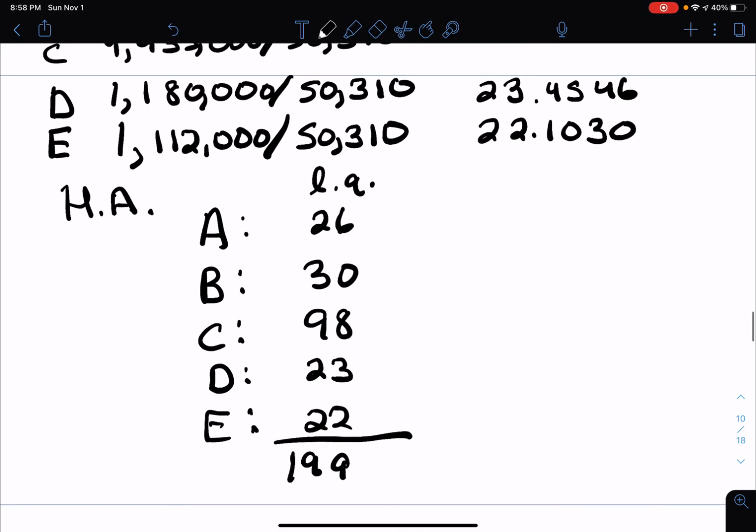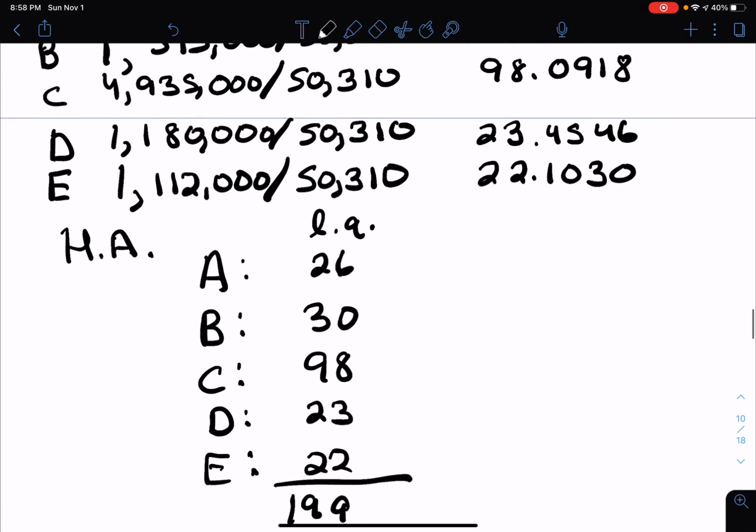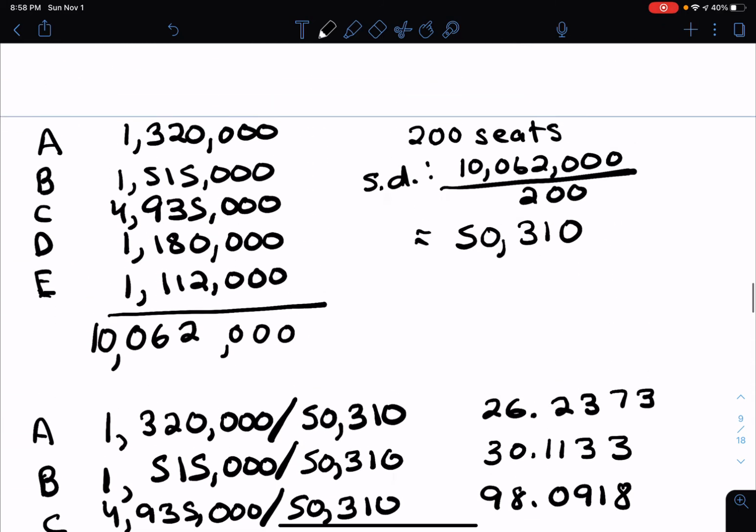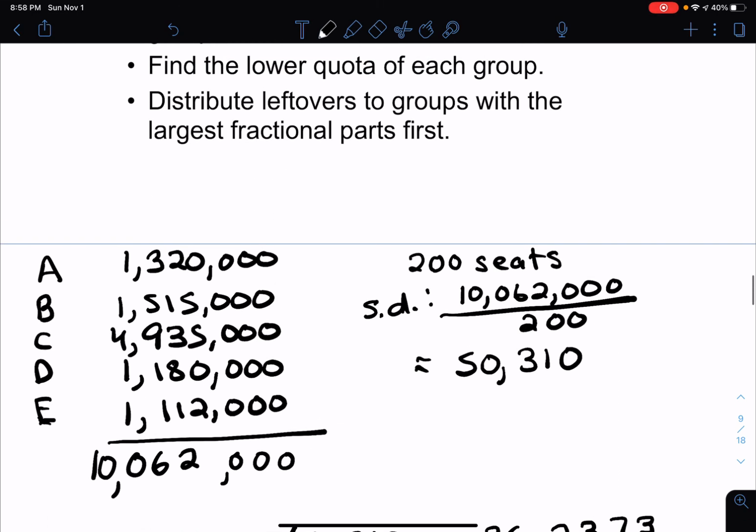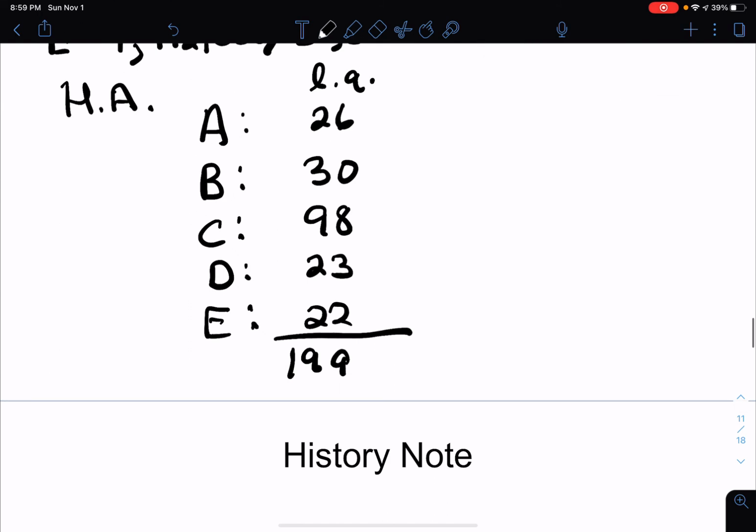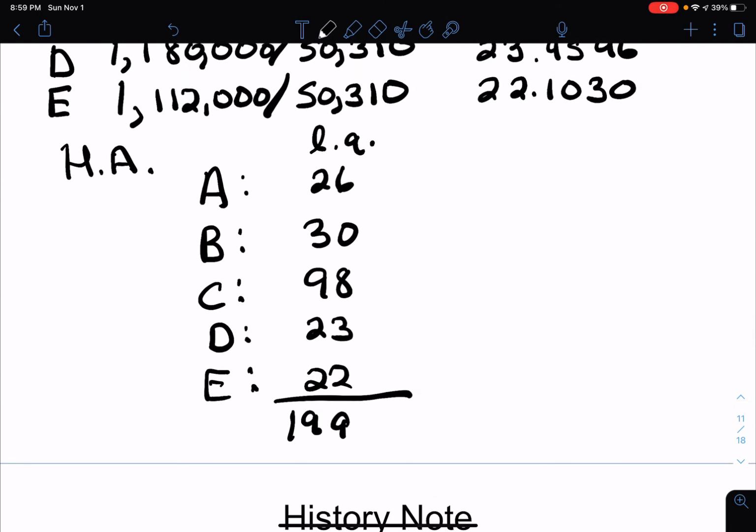When I add those up, let me do it again on my calculator. 26 plus 30 plus 98 plus 23 plus 22. You get 199. But there was 200 seats to apportion. Remember that? 200 seats. So we have one more seat.